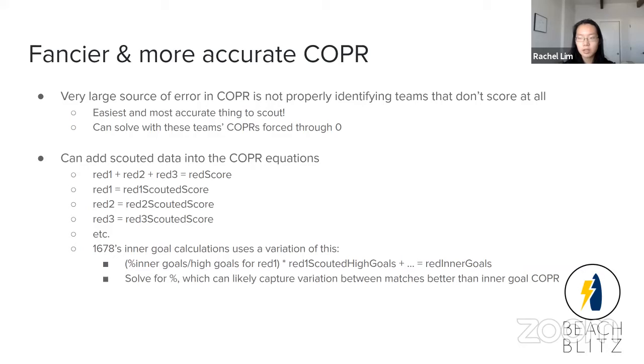I guess the flip side of this is if you're trying to predict what a team is going to do in the future, the average is actually pretty good. So even if OPR isn't that good at telling you exactly how many points a team scored in the past, it is good at telling you how many points they'll score in the future.